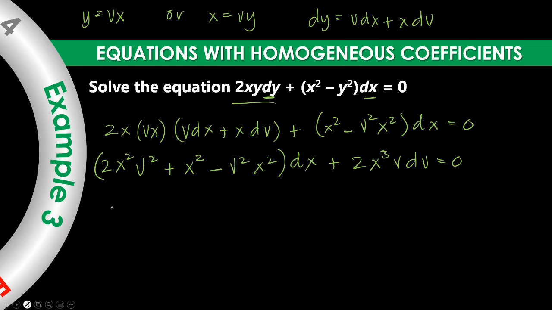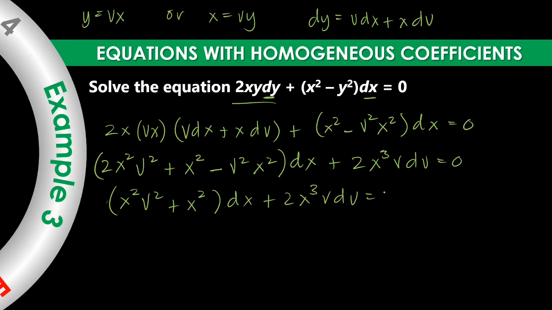So if it's possible to simplify, simplify. Other terms will cancel. Here we have 2x squared v squared and another negative v squared x squared. So we will get x squared times v squared plus 1 times dx plus 2x cubed v dv equals 0. Now let us see if there is a common factor which we can cancel. Here we have 3 terms whose common factor is x squared. If you have noticed, x squared is common to all the terms. So we can cancel x squared. There, here we are left with 1, and here we are left with x only.